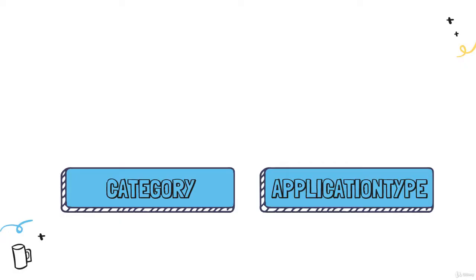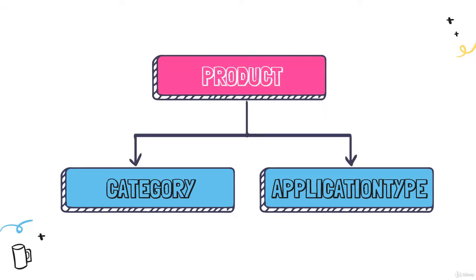Right now what we have in our application is category and application type. But now what we want to add is product. So what will happen is product will have a category and an application type. So here we will have a foreign key relation for category as well as application inside our product model. First we'll focus on category.